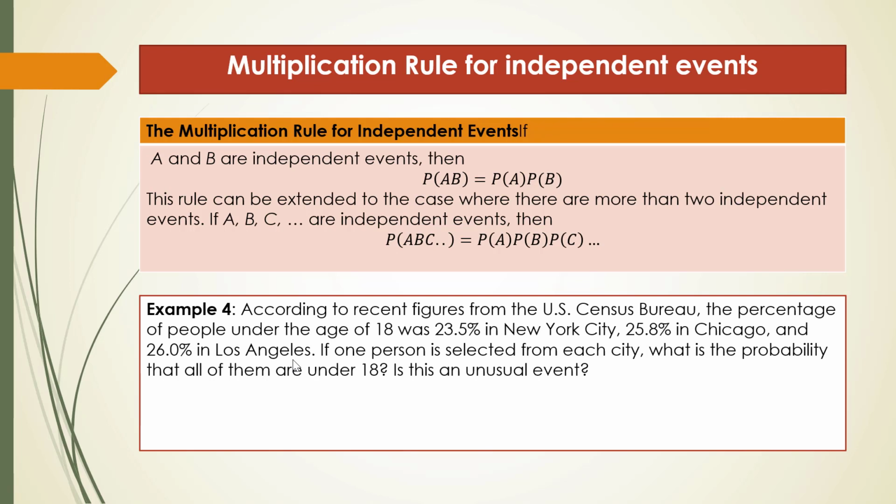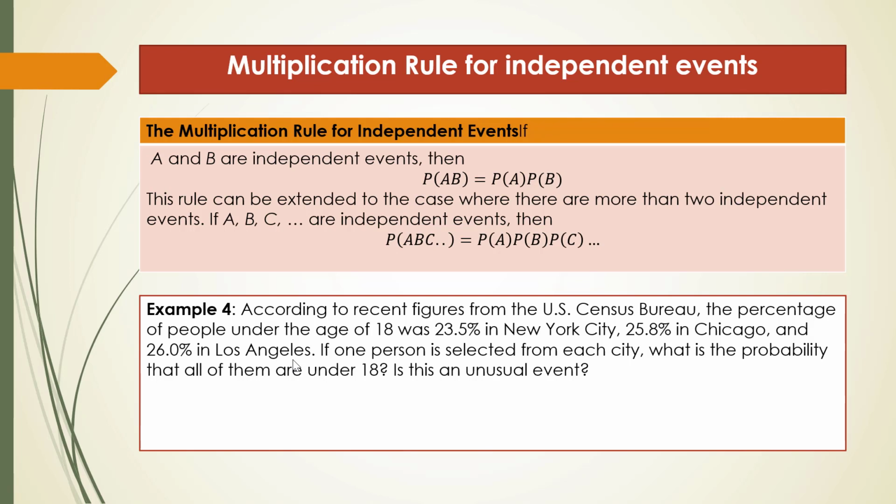Example 4. According to recent figures from the U.S. Census Bureau, the percentage of people under the age of 18 was 23.5% in New York City, 25.8% in Chicago, and 26% in Los Angeles. If one person is selected from each city, what is the probability that all of them are under 18? Is this event an unusual event?